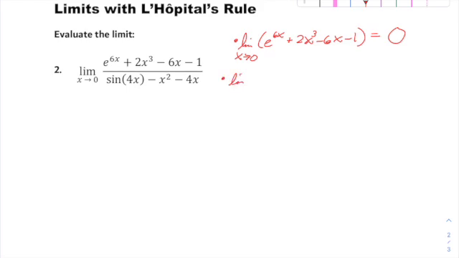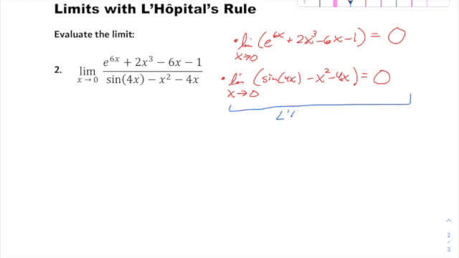You don't have to actually show all the plugging in if you are sure. And the limit of the denominator, the limit of sine of 4x minus x squared minus 4x as x approaches 0, as we've said, is also 0. So we can say from that, L'Hopital's rule applies. So let's use it.